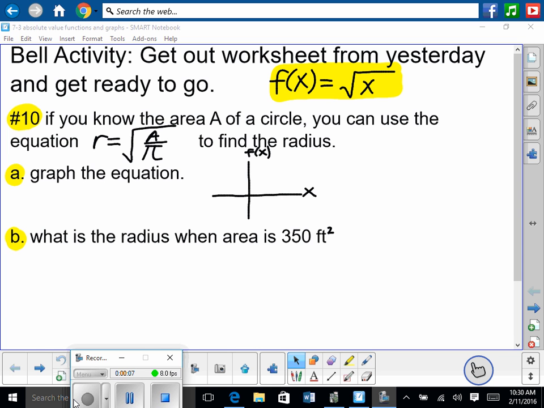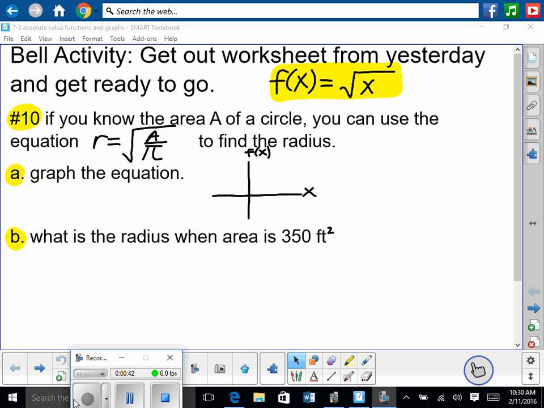So remember yesterday we were dealing with square root functions and cube root functions? And we know that we can calculate a bunch of values with them. So on number 10, it says, if you know the area A of a circle, you can use the equation R is equal to the square root of A divided by pi to find the radius. So the first thing you've got to look at is, what are we given here? We're given an equation, right? We were told that that was the equation for radius, which makes sense. R is equal to the square root of A divided by pi, where A stands for area. So it says graph the equation.